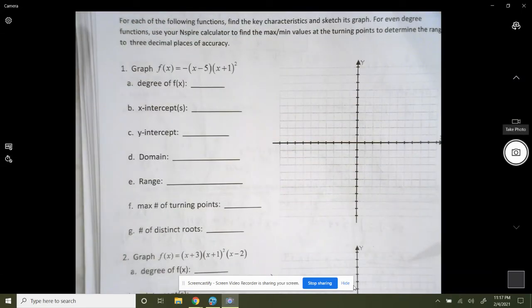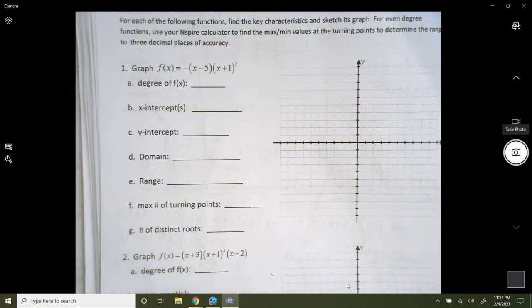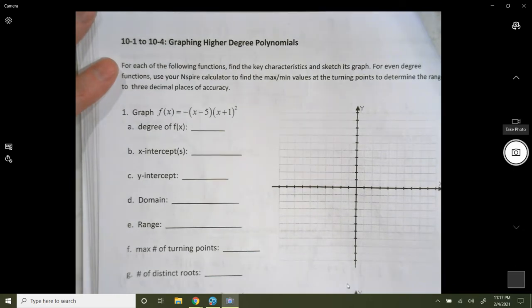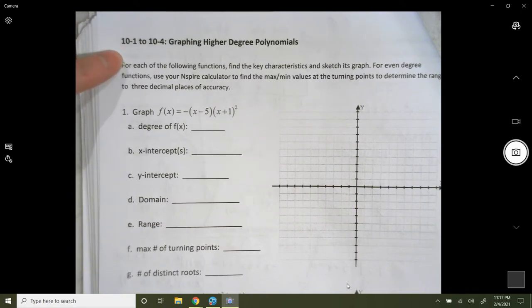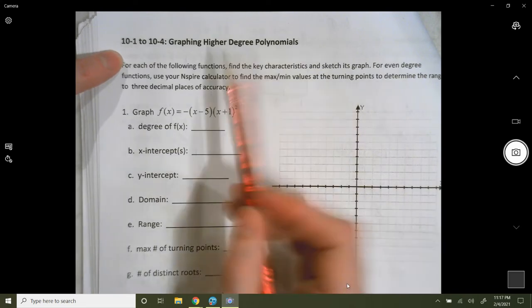Good morning, and today we're going to go over 10.1 to 10.4. We're going to use all the concepts we used in the video that I made last week that you watched Thursday or Friday or over the weekend, the intro to graphing higher degree polynomial functions. So we're going to continue with all that.